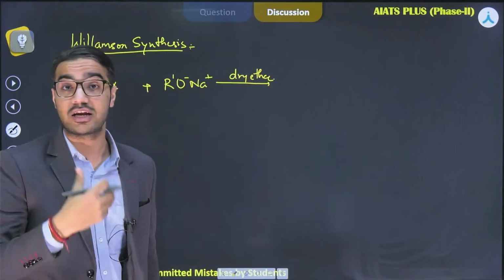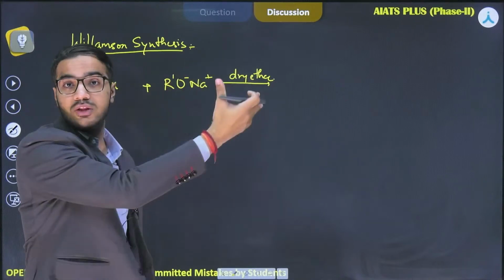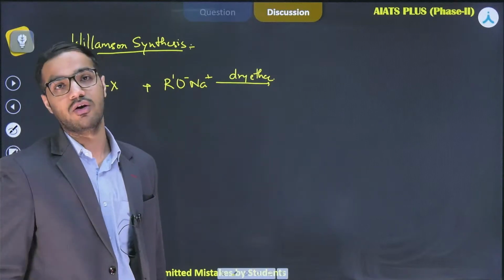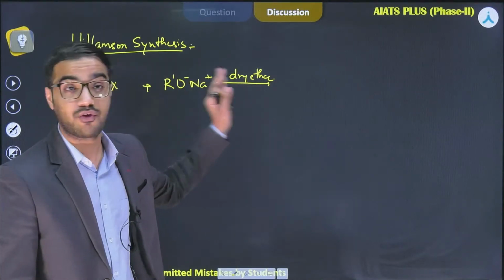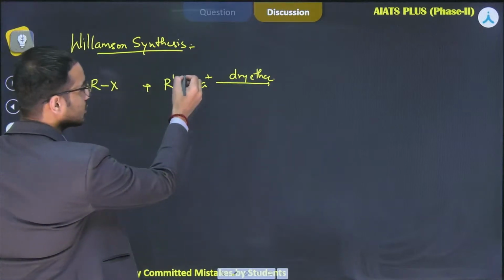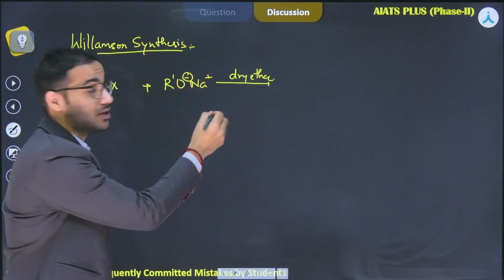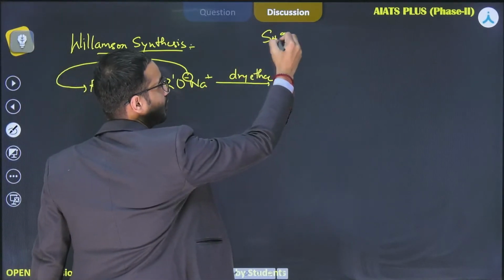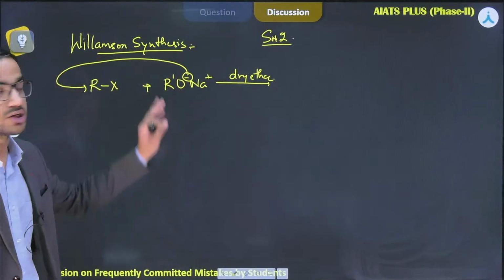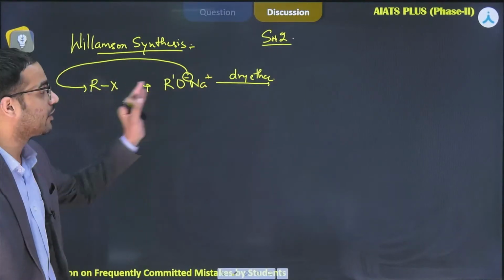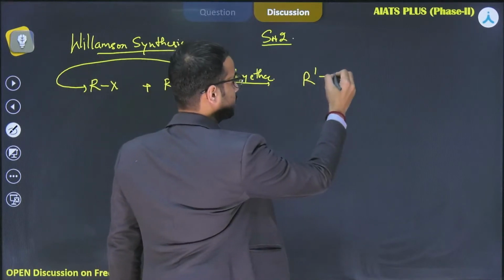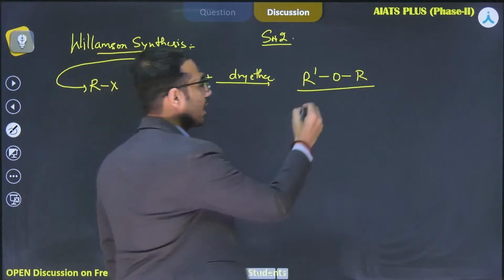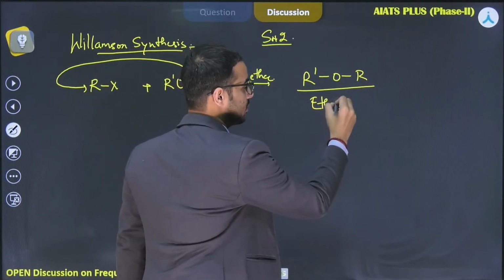If you are not taking the dry ether, this molecule will react with water in the presence of atmospheric vapors and it will form an alcohol. So it is very necessary to take dry ether. After this, the negative charge RO minus will undergo an SN2 reaction, a bimolecular substitution reaction, and it will form R-O-R, which is the final product, simply an ether.